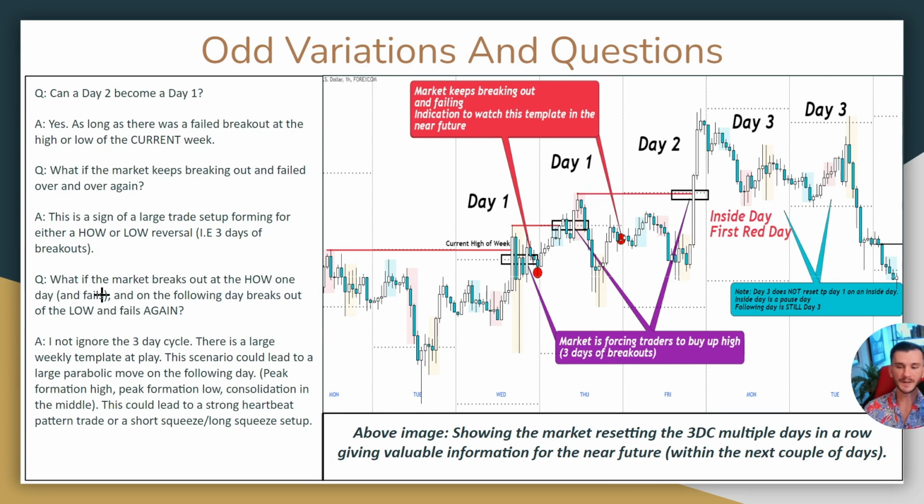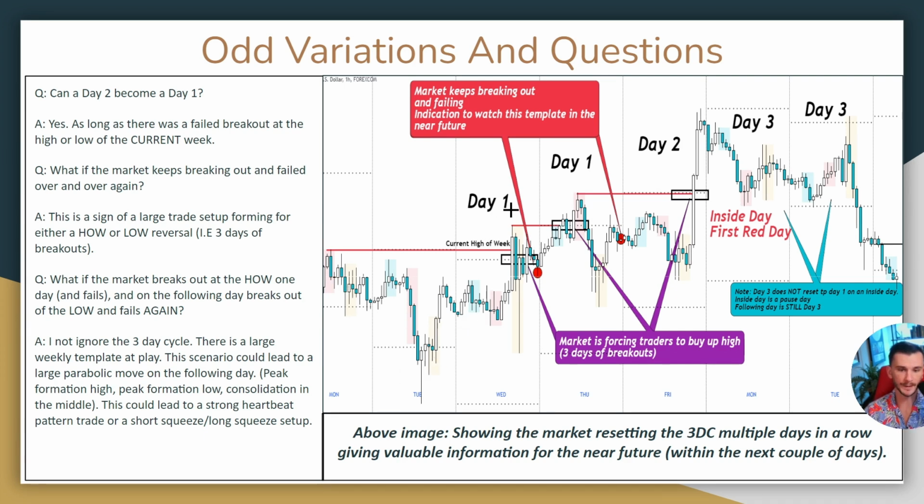Next question. If the market breaks out at the high of the week one day and fails, and on the following day breaks out of the low and fails again, what is going to happen now? So for example, if we have a failed breakout at the low of the current week, Monday. Tuesday, the breakout fails, day 1 of the 3-day cycle.